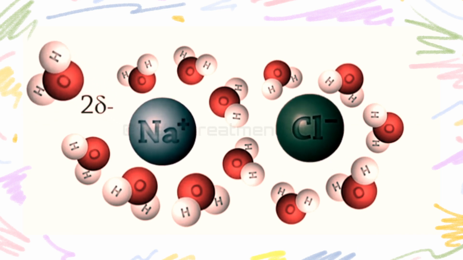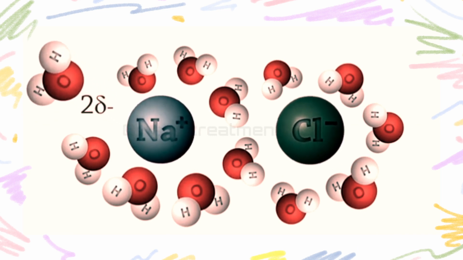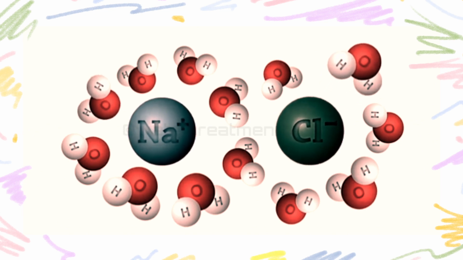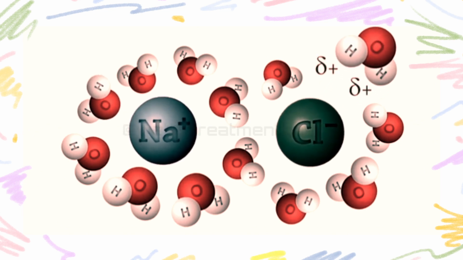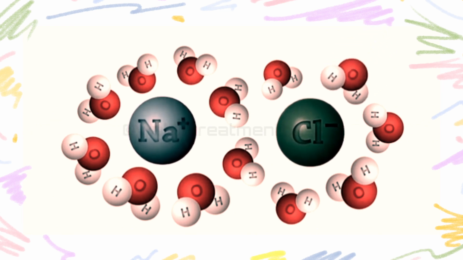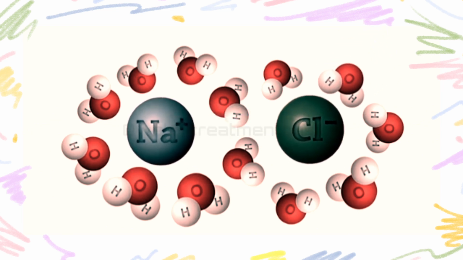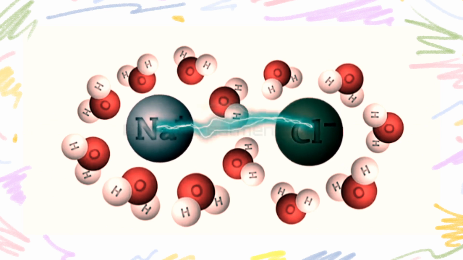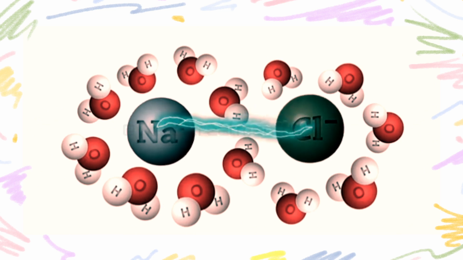Notice that the water molecules are arranged so the partial negative oxygens in water are oriented towards the positive sodium ions, and the partial positive hydrogens in water are pointed towards negative chloride ions. Because the ions can move freely when dissolved in water, aqueous solutions of ionic compounds can conduct electricity.